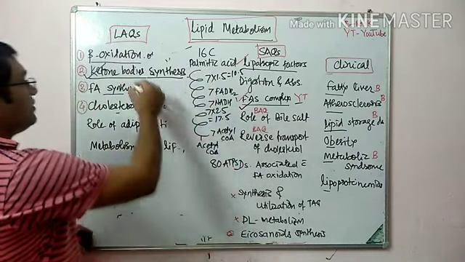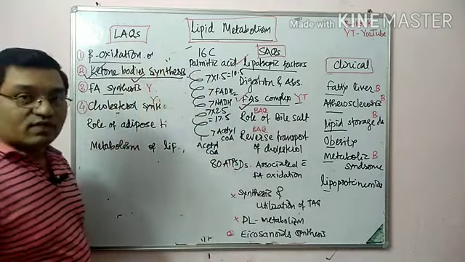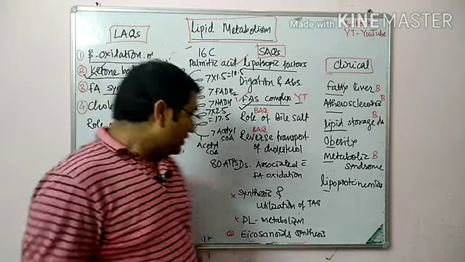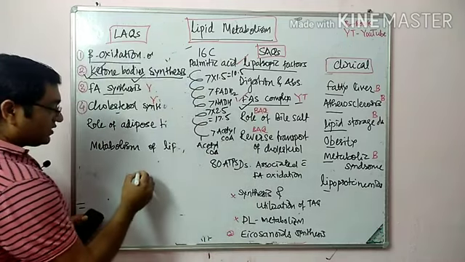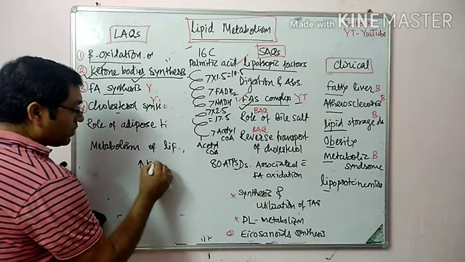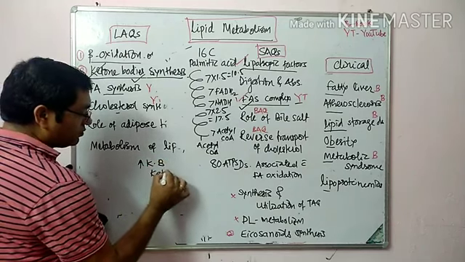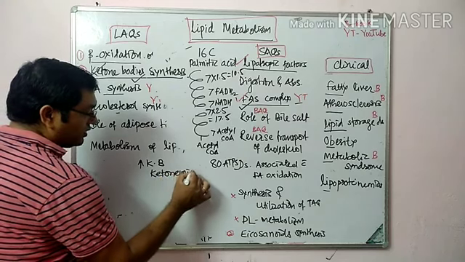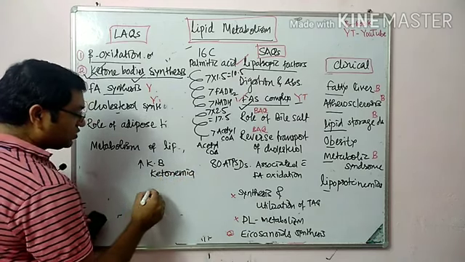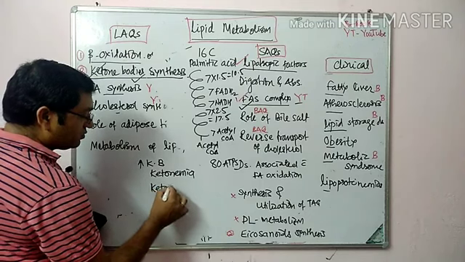So this is important, and it is important in starvation and diabetes mellitus. In starvation and diabetes mellitus, there is increased ketone bodies in blood, that is known as ketonemia, and its excretion in urine is known as ketonuria.